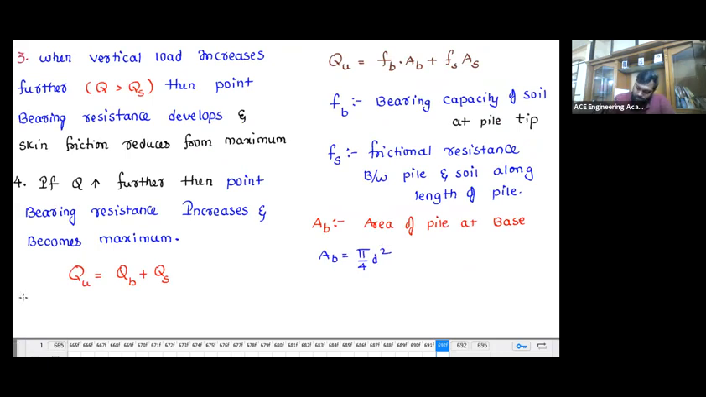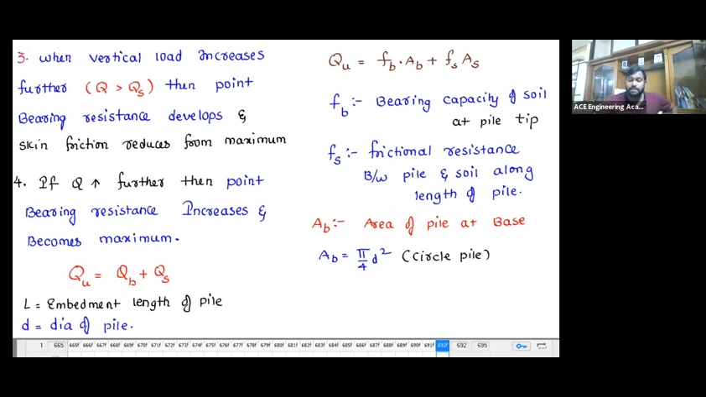And if L is embedment length of pile, D is dia of circular pile. Dia of pile. Okay. So if it is nothing but a circle, then AB is nothing but pi by 4 d square. This is for circular pile. The most common shape that we take for the pile is nothing but circle pile.